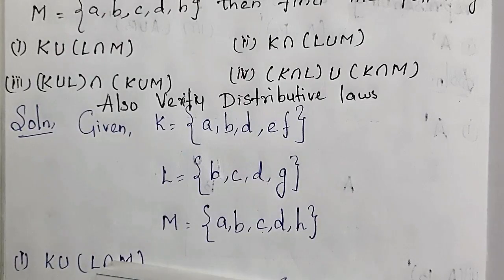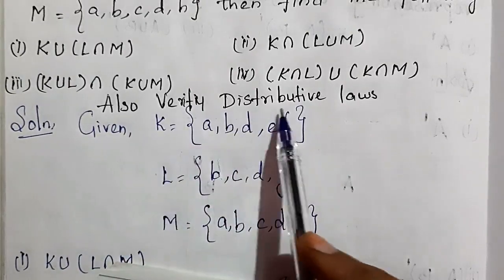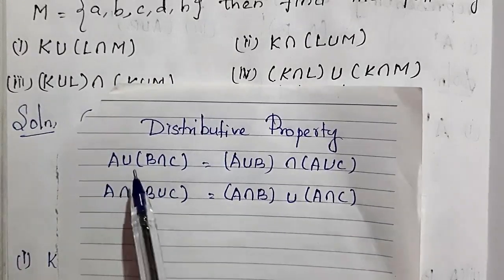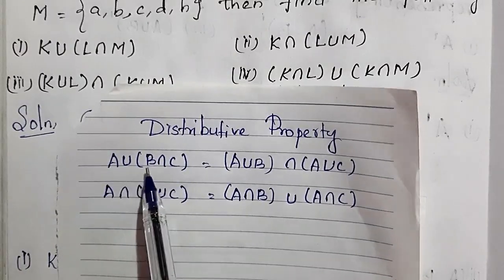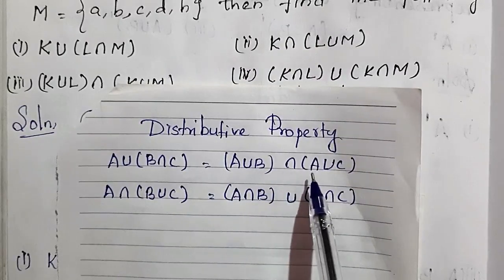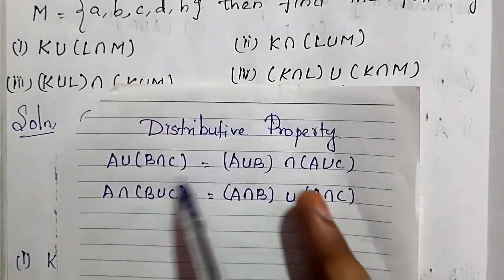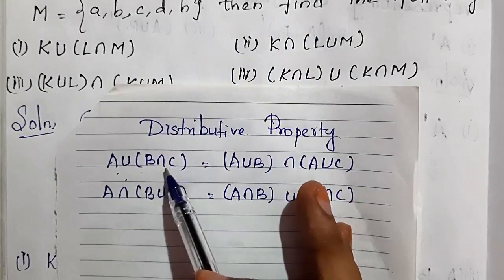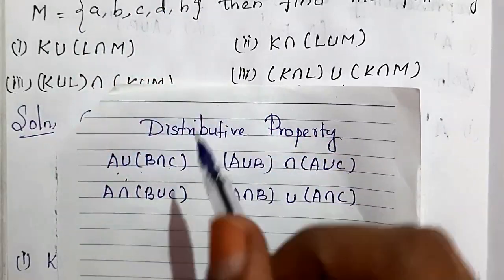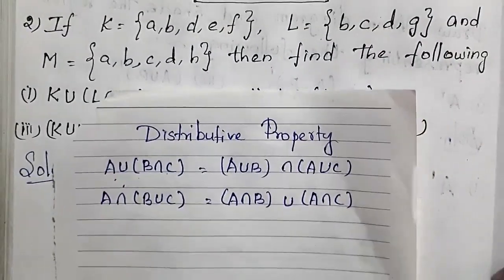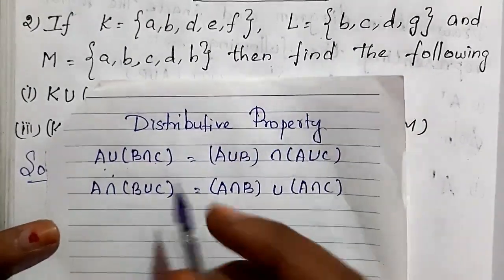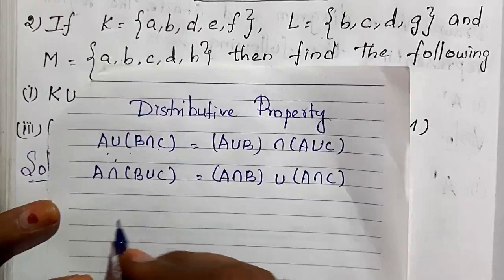It's not over. See, also verify the distributive law. You know what is distributive law? So you learn with A, B, C set. A union B intersection C equal to A union B intersection A union C. Here in this place of A, B, C, we have the set K, L, M, these three sets. Okay, we have three sets but not A, B, C, that is K, L and M. So same thing we are going to write now with this K, L, M set.